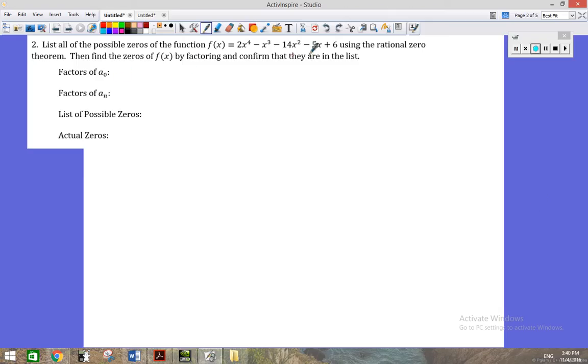The theorem tells us to look at the factors of the constant term. The factors of 6 are 1, 2, 3, and 6. Well, obviously plus or minus on each of these. My leading coefficient is 2. That's a prime number. a sub n is the label for the leading coefficient. So we've got plus or minus 1 and plus or minus 2.